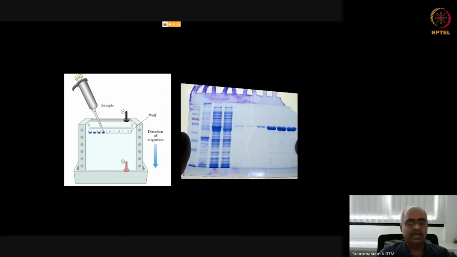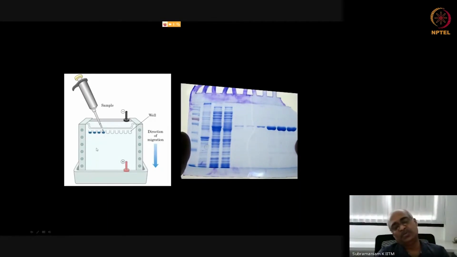Once you add these two to the solution of acrylamide and bisacrylamide, you mix it, and before it solidifies, you cast the gel, meaning you pour that liquid between the two glass plates. And you will keep a comb-like structure here, a plastic comb with teeth. After it solidifies, if you remove the comb, you get these shapes which we call the wells. And that is where the protein is loaded.